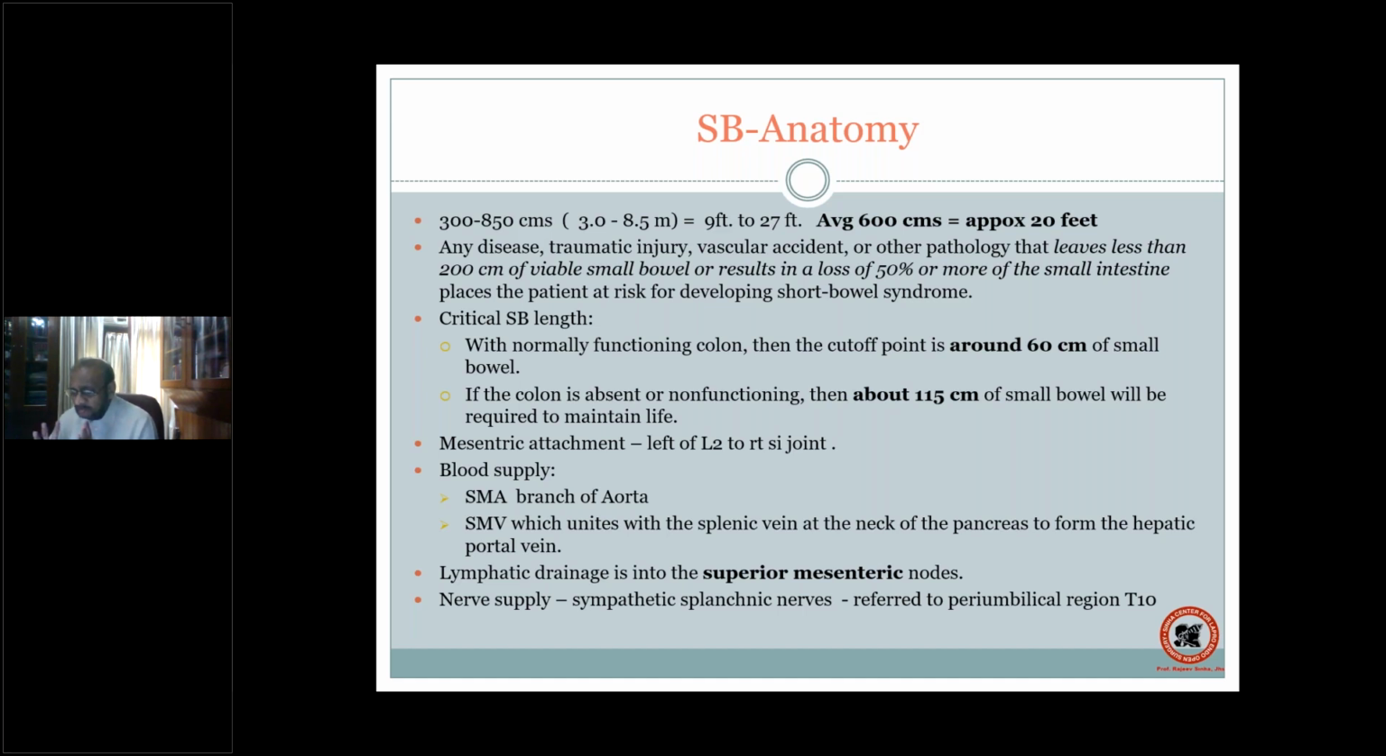Why? Because the major sympathetic supply, which carries the nerve fibers to the small bowel, is from the T10 segment, and the parasympathetic is from the vagus.